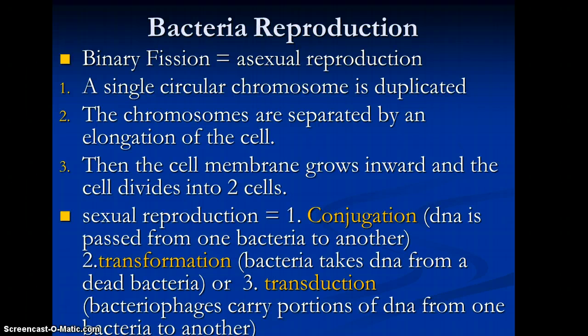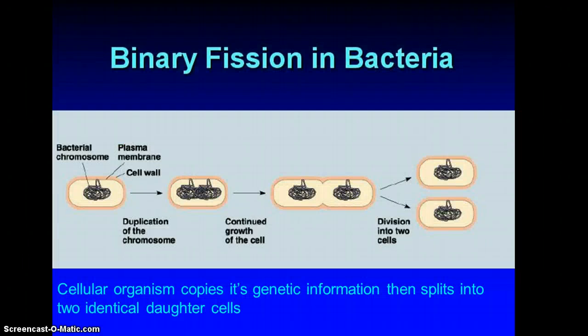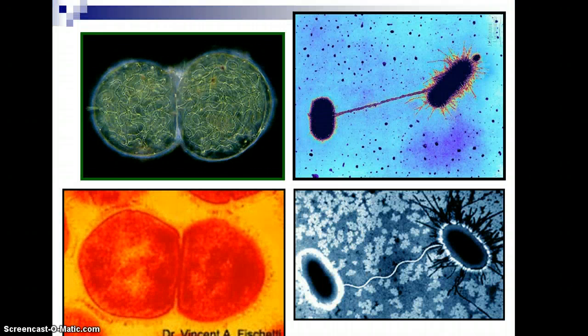So they can reproduce asexually and sexually, and now we'll have some pictures that show that. Here's binary fission. You have the chromosome, it duplicates, the cell elongates itself, and then it splits into two. And then we have some pictures of conjugation.